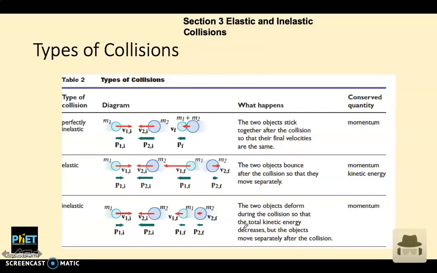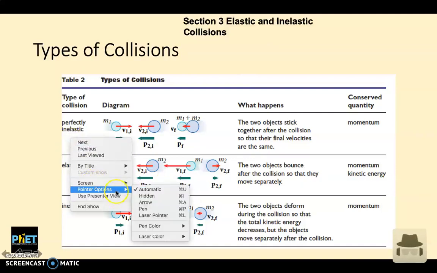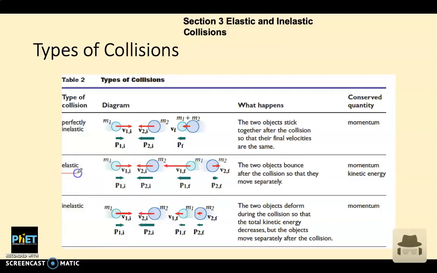And we actually studied three types of collision in section 3. I have perfectly inelastic collision, elastic collision, and inelastic collision. Now, what is the difference between all of them? In all of these collisions, the momentum is always conserved, whether it's elastic, inelastic, or perfectly inelastic. Momentum is always conserved. Now, the difference is in kinetic energy. And we use the PhET simulation.